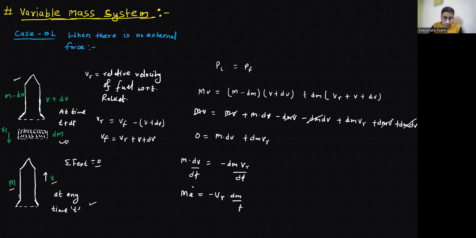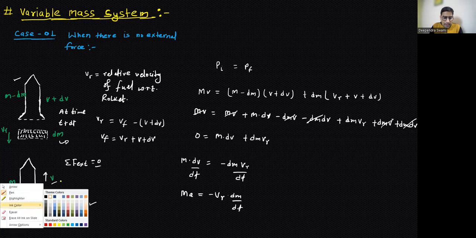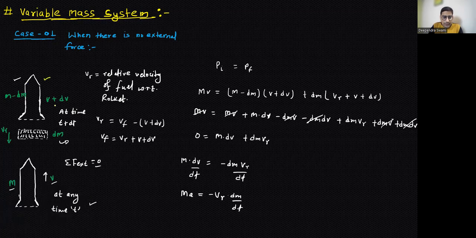Now what is m into a? If you see this rocket, the rocket is moving with velocity v and its velocity has changed to v plus dv. So it means it is experiencing some force. So we can write down ma, we can write down F.